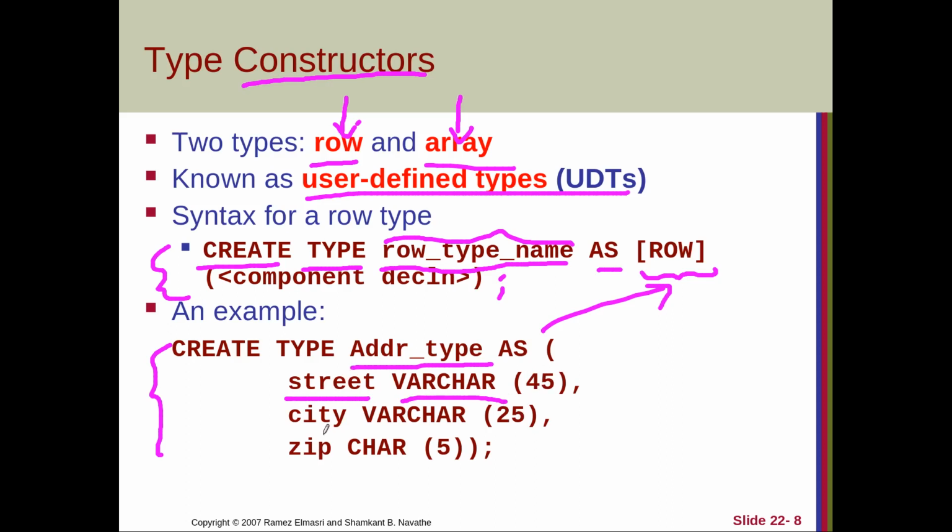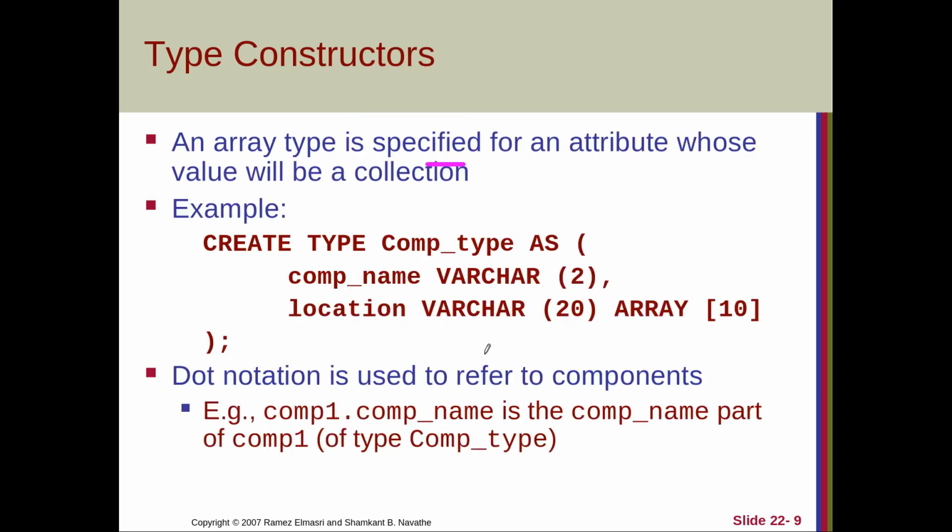Comma, city is the next attribute, VARCHAR of 25, comma, zip code CHAR 5. Closing the bracket, then put a semicolon. This will create a new type which is called address_type. So what are the features of this address_type? An address_type will have a street, city and zip code. Then this is a user-defined type and we can use this type in some other situation. We will see where we can use this address_type.